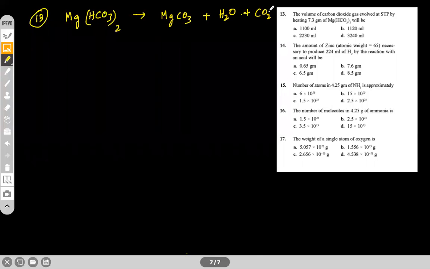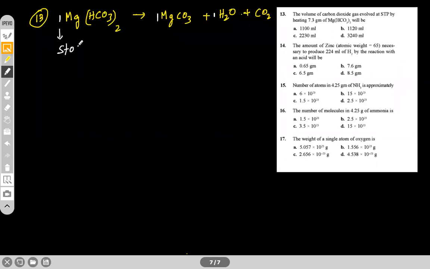Now you see the reaction is balanced, because once you know the reaction, you can balance it and then find the mole ratio. But the reaction is already balanced, so you don't have to do anything. So 1 mole of MgHCO3, you see this coefficient is 1 here. This is also 1, this is also 1, this is also 1. These numbers we call the stoichiometric coefficients.